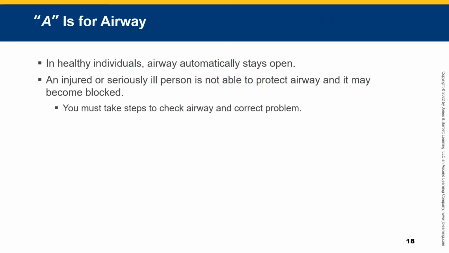We talked about the ABCs of ventilation, which is airway, breathing, and circulation. And A is for airway. In healthy individuals, the airway automatically stays open. In an injured or seriously ill person, they may not be able to protect their airway, so it may become blocked. You must check the condition of a patient's airway and correct any problem you find to keep the patient alive.